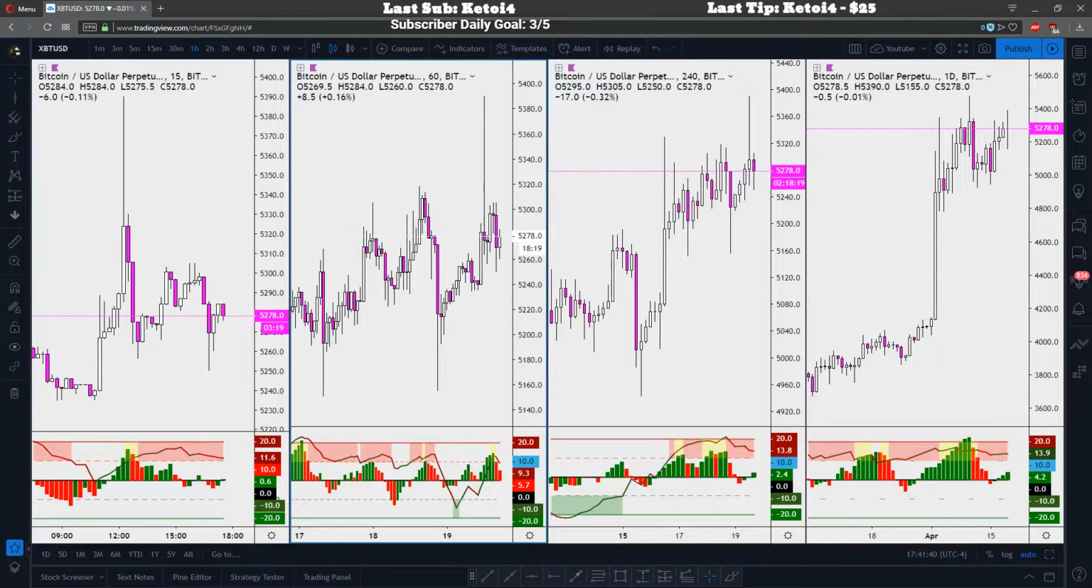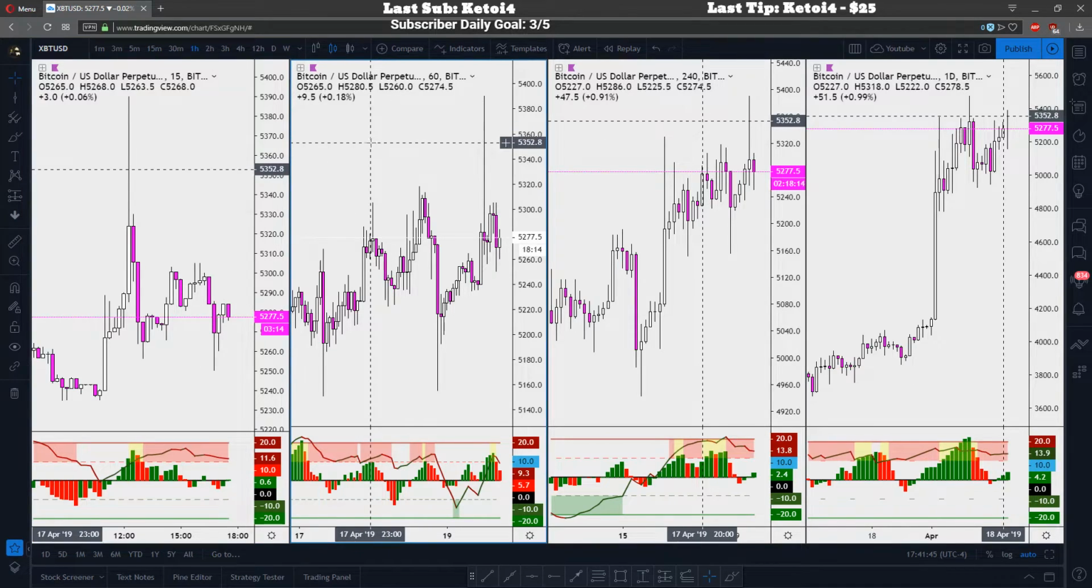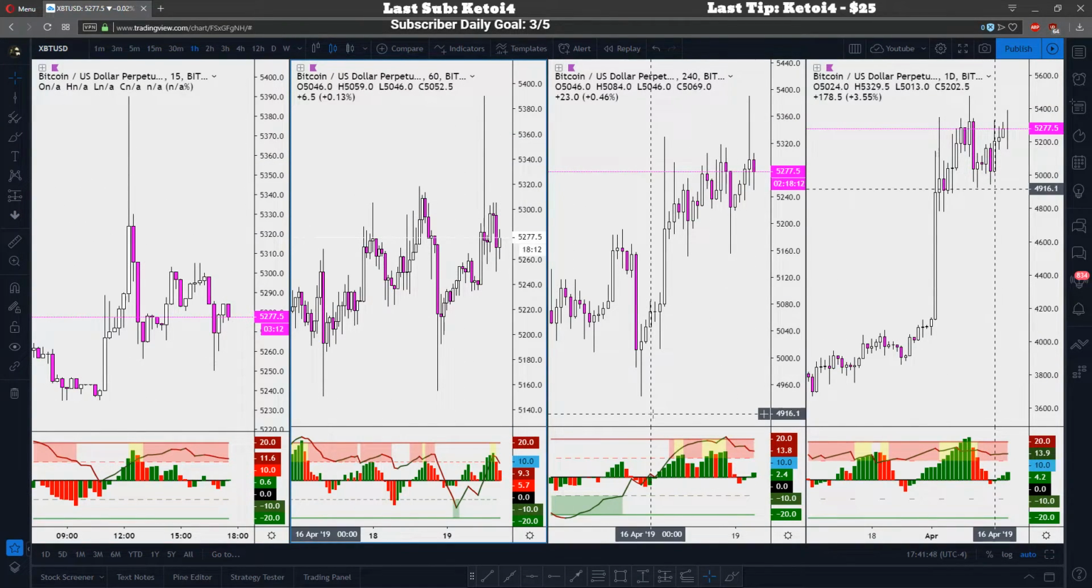Let me move my Twitch over here. So what I like to do, sorry, this is going to be hard to look at 4 screens on one monitor.